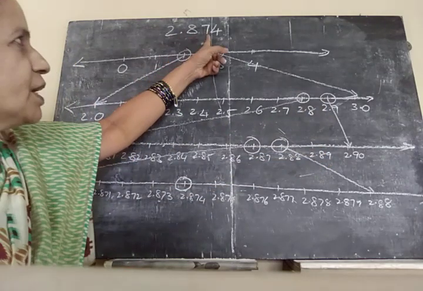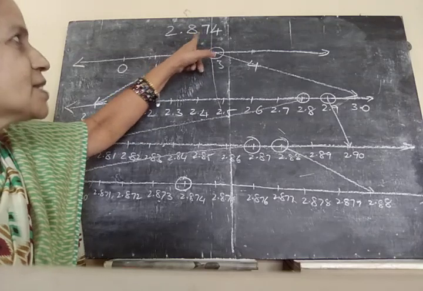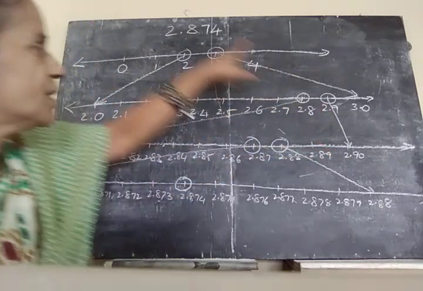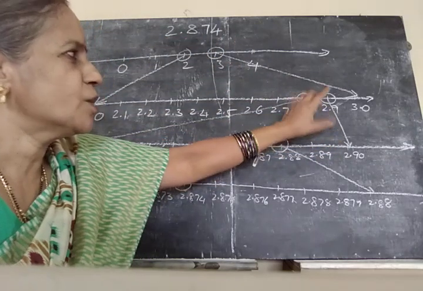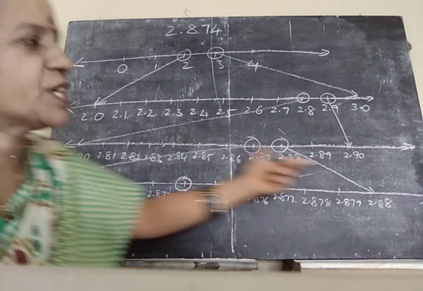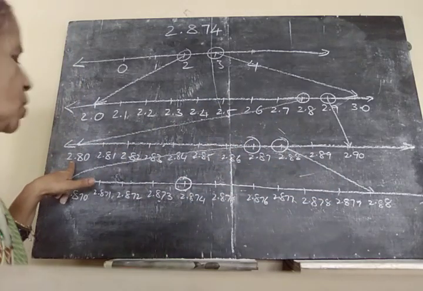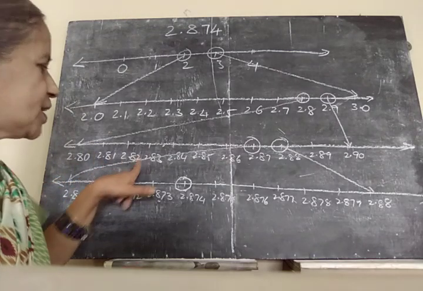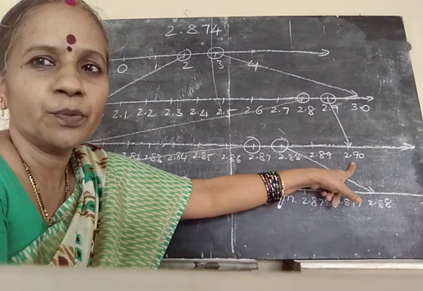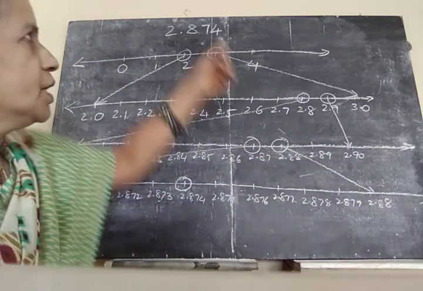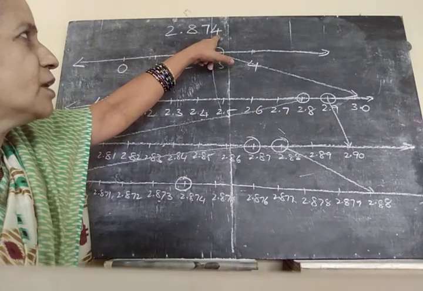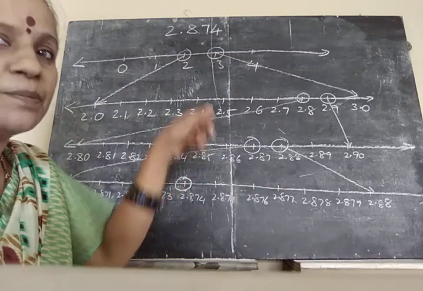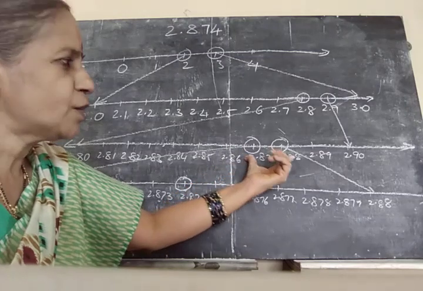Next, this number is in between 2.8 and 2.9. So expand this one again with 2 decimal places. So 2.8 means 2.80, and 2.81, 2.82, 2.83 like that you have to write up to 2.9. Now here third digit. What is the third decimal? 4. So 2.874 is in between 2.87 and 2.88.